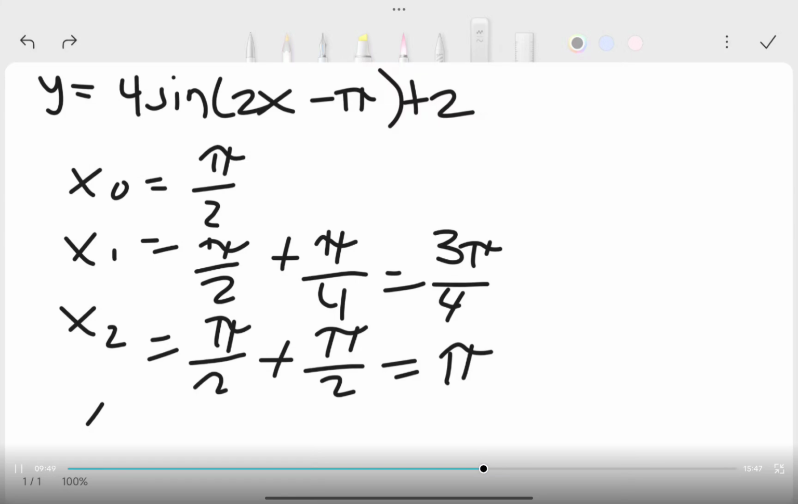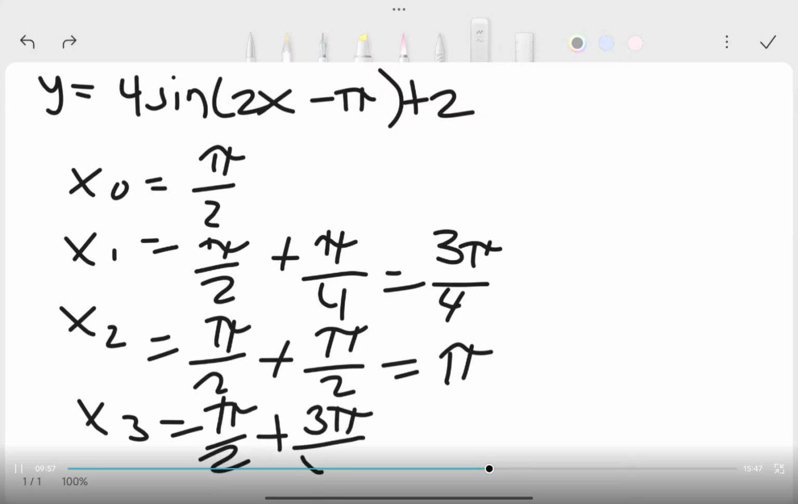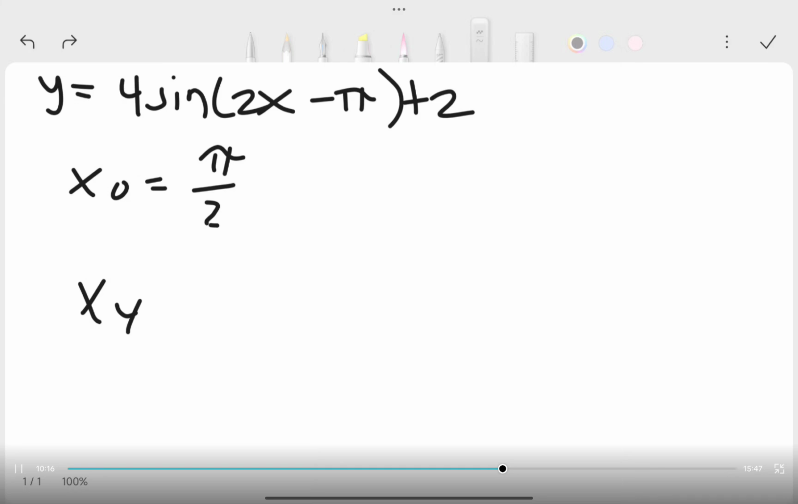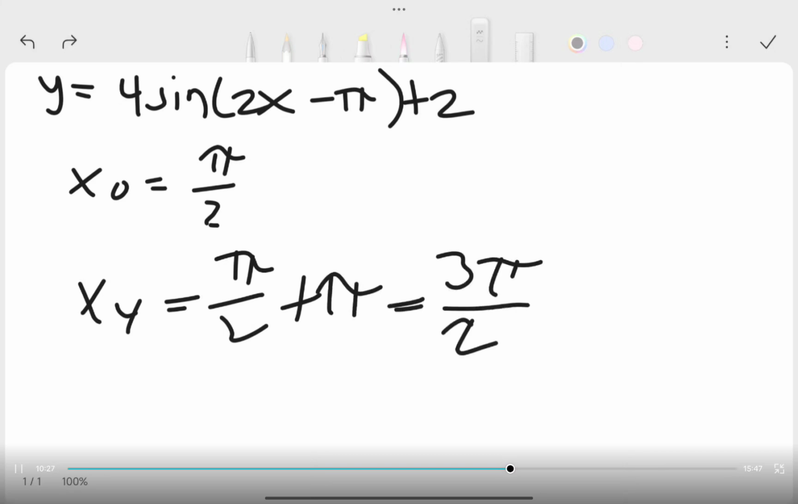That's the half period of the midline. And our x sub 3 is pi over 2 plus 3 pi over 4, which is equal to 5 pi over 4, or the 3/4 minimum. And last is the end of the cycle, which is x sub 4, pi over 2 plus pi, which is equal to 3 pi over 2.